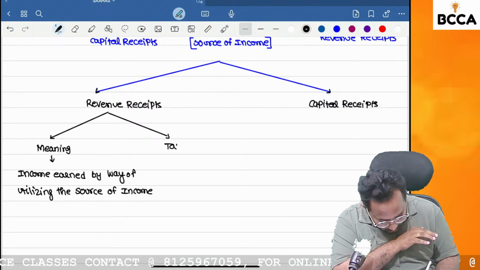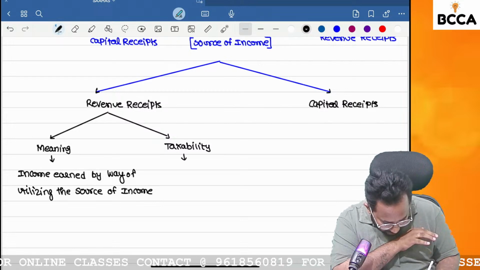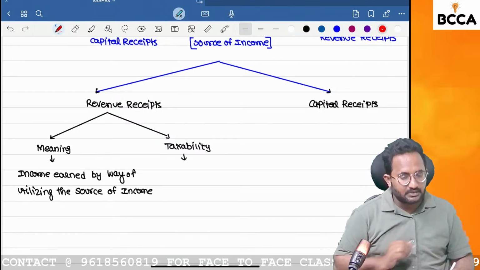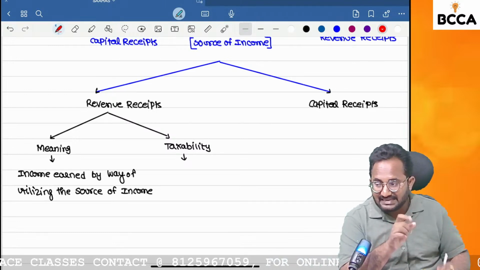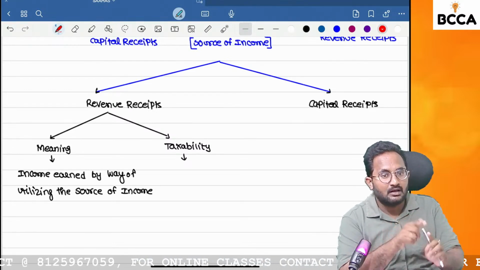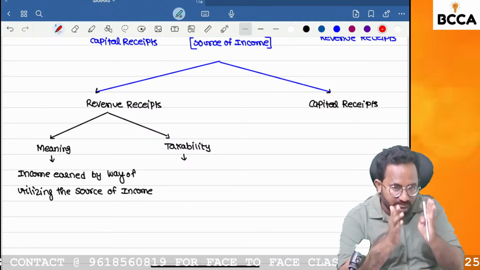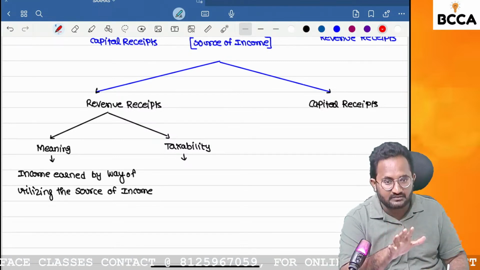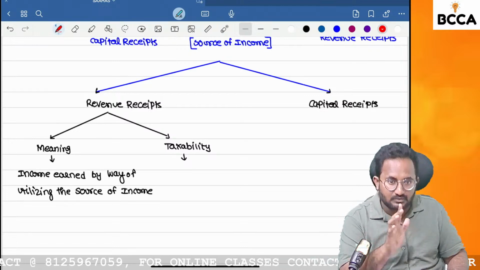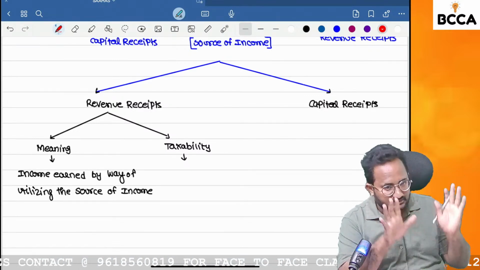Next I want to know about the taxability of the revenue receipt. If any revenue receipt is there, that is always taxable unless otherwise exempted. In certain circumstances only, they are giving the exemptions for the revenue receipt. In those circumstances only it is exempt. Otherwise, in all the cases, it will be taxable.